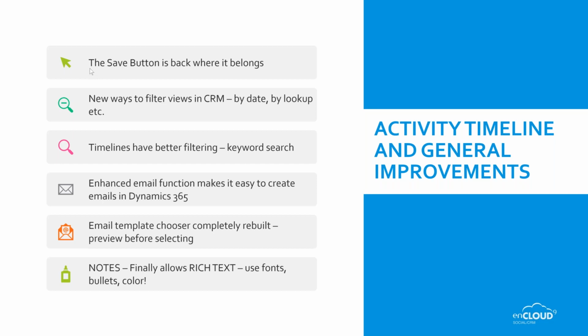When you're in activity timeline and you're looking at views, you're going to have new ways to filter your views in CRM. So you can filter by date, by lookup. You can easily search activities for text inside those activities when you're in a company's timeline.